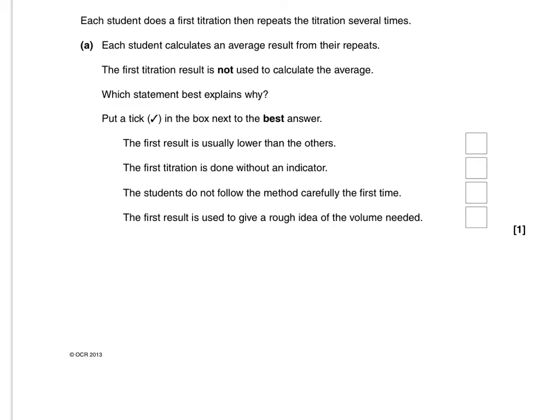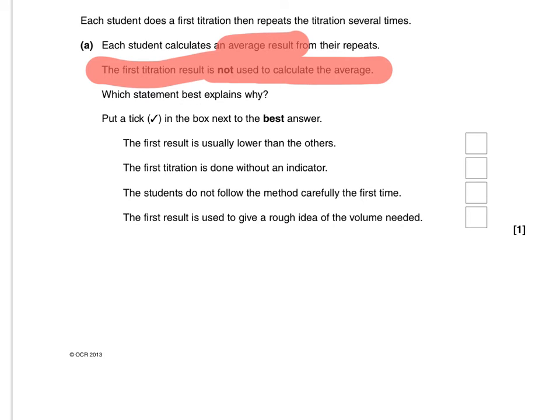Each student does a first titration, then repeats the titration several times. They calculate an average result from their repeats. The first titration result is not used to calculate the average. Why? Okay, so we've got 4 choices here. Now these are often the hardest ones from this exam board. It wants the best answer.